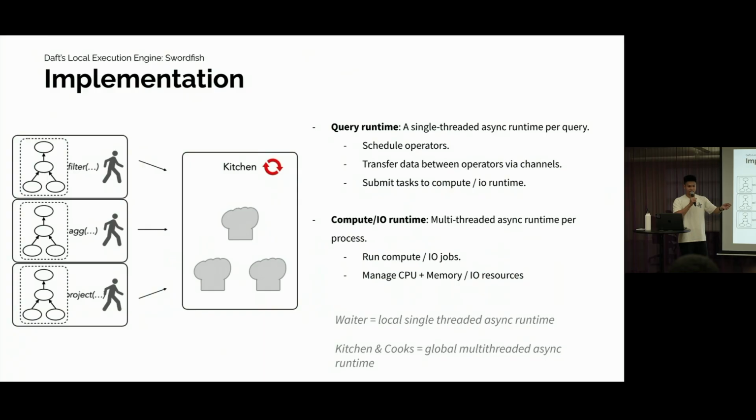And so data transfer between operators is via channels. We are a push-based system. Operators push their data into a channel for their parents to receive. In order to parallelize, operators are going to submit tasks to a separate async runtime. And this separate async runtime, our compute and I/O runtimes, are multi-threaded, and they exist across the process, across queries. These multi-threaded runtimes manage our compute resources, memory resources, and I/O resources.